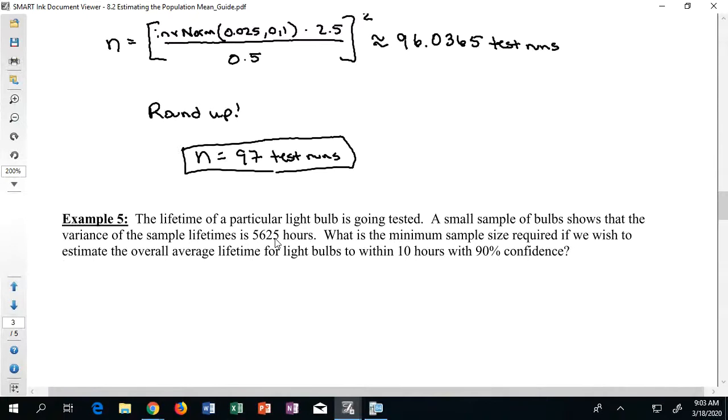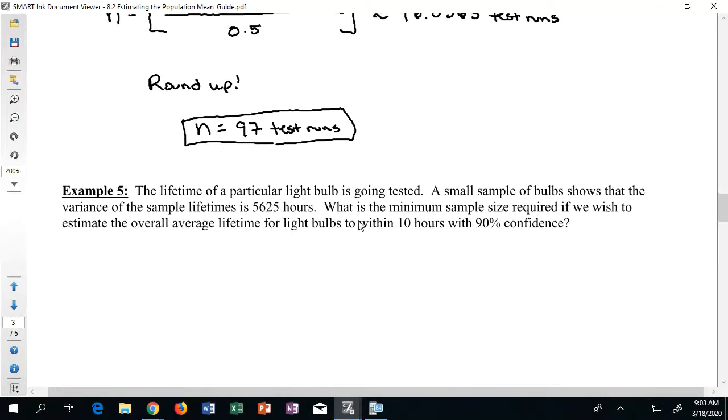Perfect. I'd like you to go ahead and see if you can try to do the exact same thing here on example number 5. Notice though, be a little bit careful: you are told that there's a small sample of bulbs that shows that the variance is equal to 5,625. So think carefully about that as you begin to set up this question. Pause the video, really see what you can come up with, and then of course unpause when you want to see the solution.